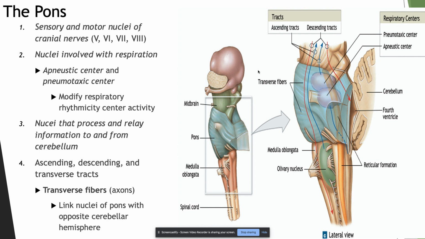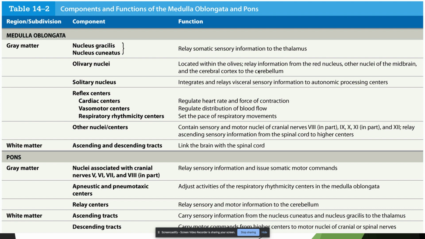Longitudinal tracts interconnect the portions of the CNS, and the middle cerebellar peduncles are connected to the transverse fibers, which cross the anterior surface of the pons. And these fibers are axons that link nuclei of the pons, also called the pontine nuclei, with the cerebellar hemisphere of the opposite side. This is just a table that kind of highlights the information we just talked about.